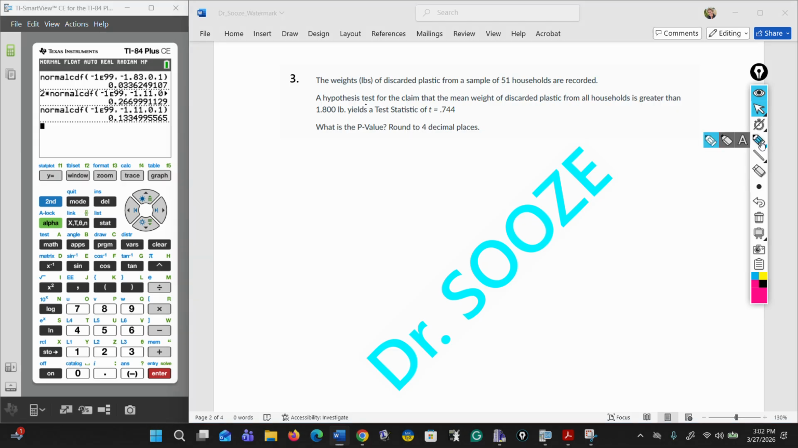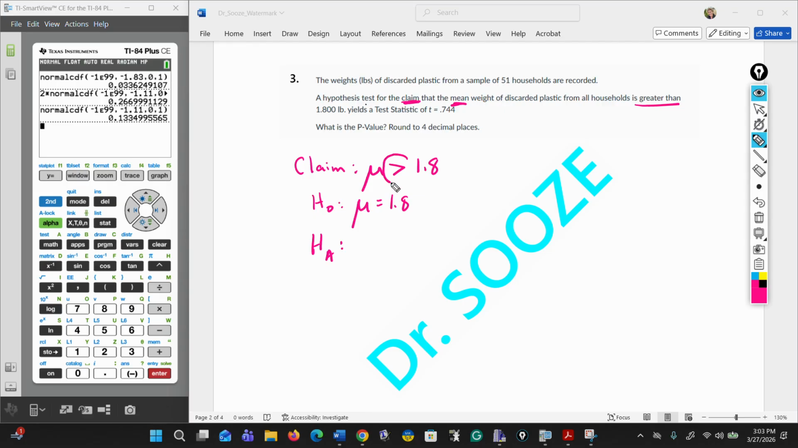Okay, so we got a lot of stuff going on here. So the claim, my claim in symbolic form, is that the mean is greater than 1.8. So if I were to do the null hypothesis, you always write it with an equal sign. And then when I get down to the alternative hypothesis, I look at the original claim, and that symbol is allowed. You're allowed strictly greater than, strictly less than, or the not equal sign. So it's allowed, so I keep it. And because the symbol in the alternative hypothesis is the strictly greater than symbol, I'm going to use a right-tailed test.